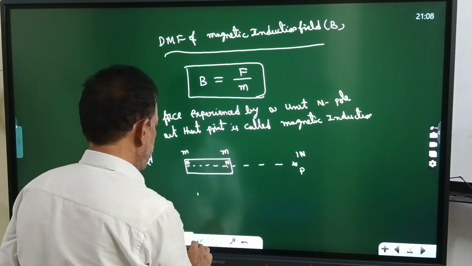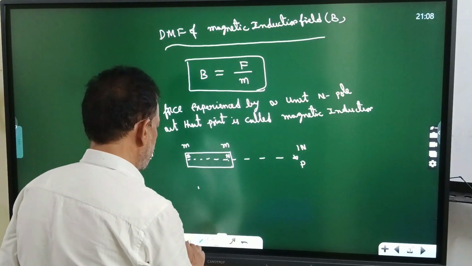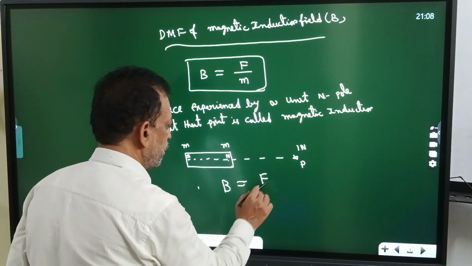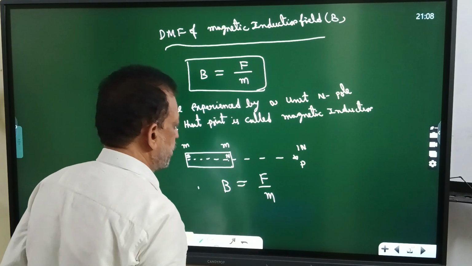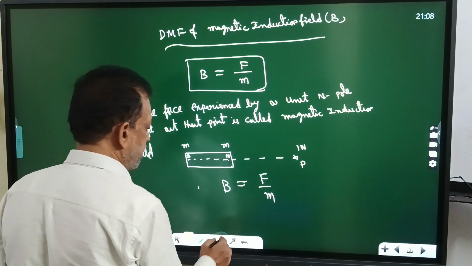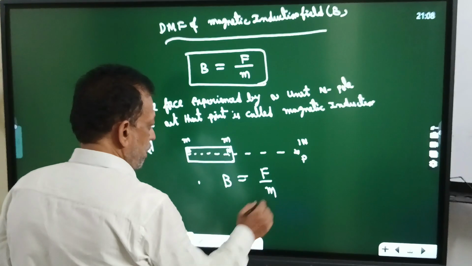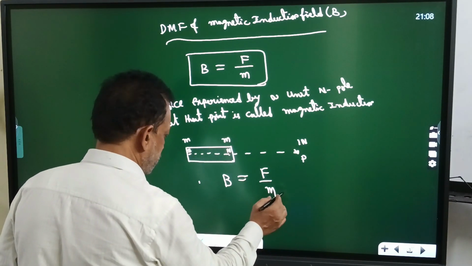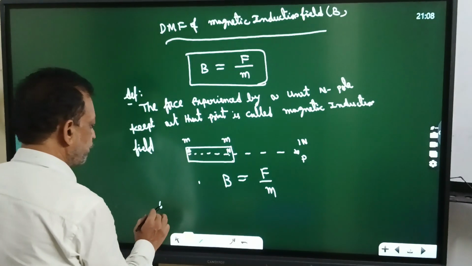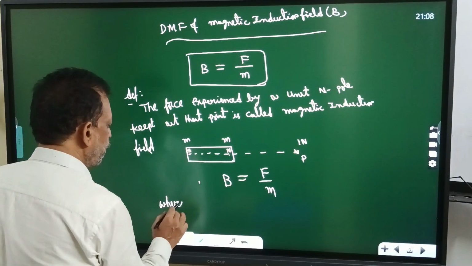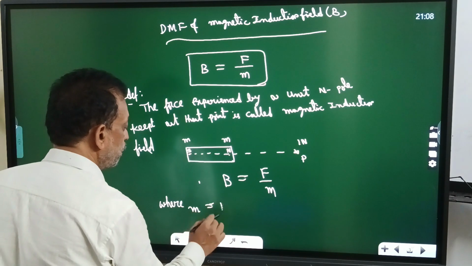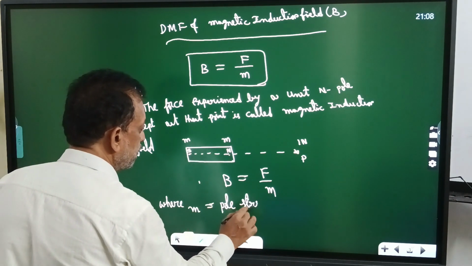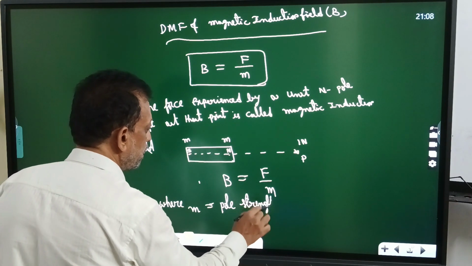First you complete this one. B is the induction field, you call it F by M, where M is the pole strength. The unit of pole strength is ampere meter. This was already done previously.